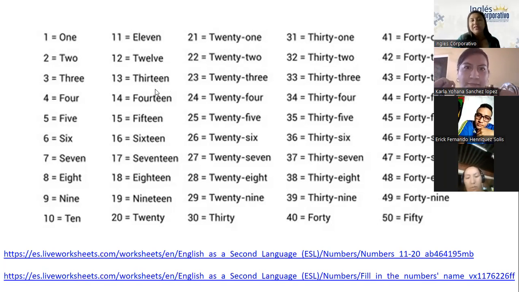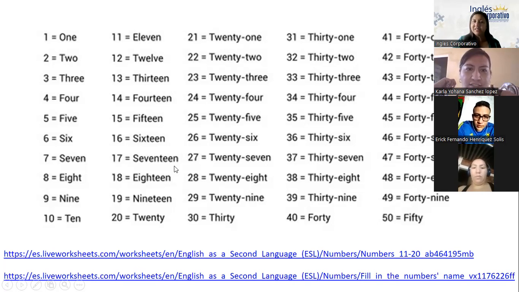Why? Because if you don't say it that way, you can get confused with 30 or 14 with 40. That's why in these cases, the emphasis is in the last syllable. Vamos a hacer mayor fuerza de voz en la última sílaba. 13, 14, 15, 16, 17, 18, 19. Así no nos vamos a confundir con 30, 40, 50, 60, 70, 80, 90.